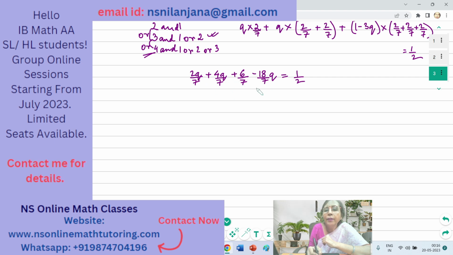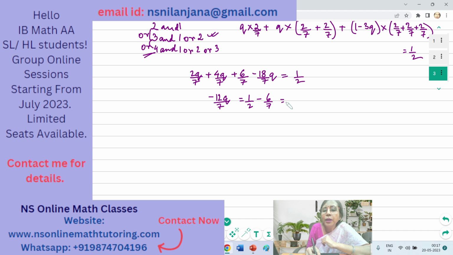So all of them are having the same denominator 7, so we can just add and subtract. 2 plus 4 is 6, and 6 minus 18 is minus 12. Minus 12Q over 7. And if we subtract 6 over 7 from both the sides, we get this to be equal to 1 half minus 6 over 7.